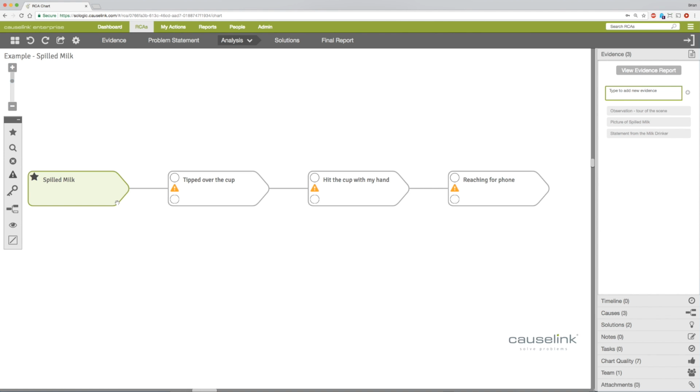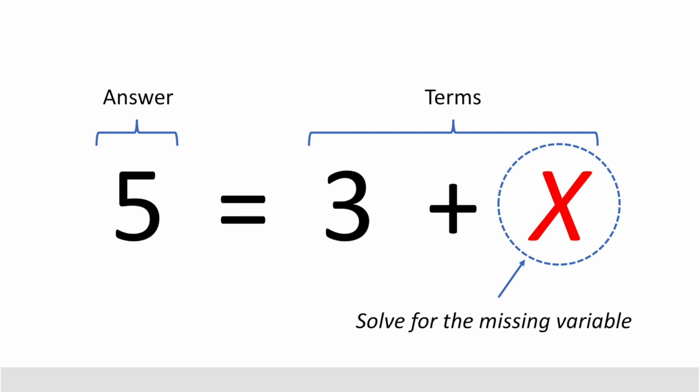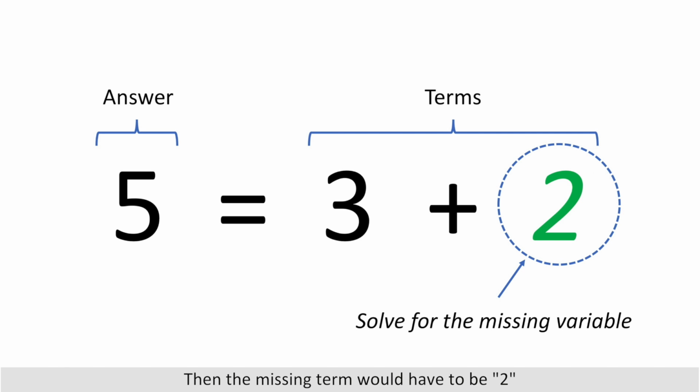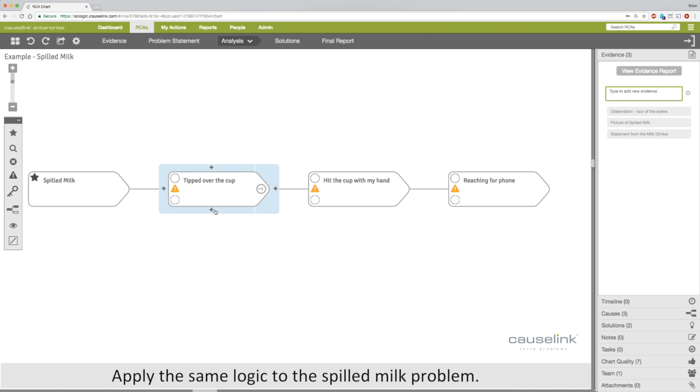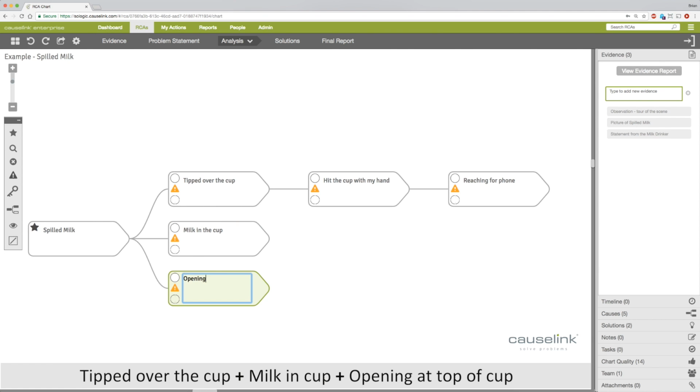For instance, if I told you the answer to an addition problem was 5, and one of the terms was 3, then the missing term would have to be 2. Just apply the same logic to the spilled milk problem. Not only do I need to have tipped over the cup, but there also needed to be milk in the cup and an opening in the cup for the milk to spill out of.